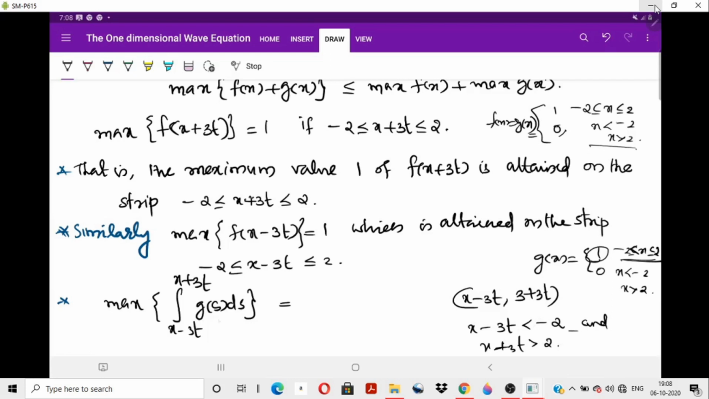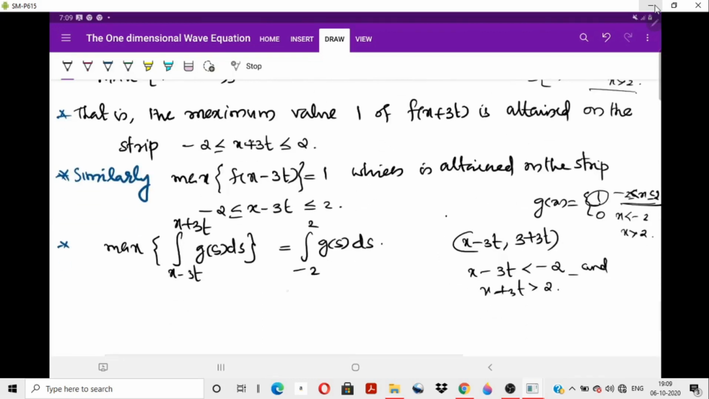Then we can split this interval as x minus 3t to minus 2, plus minus 2 to 2, plus 2 to x plus 3t. In the first and last intervals, the integral will be 0. So we have the maximum value as the integral from minus 2 to 2 of g of s ds, where g of s is equal to 1. So this will be equal to 4. So the maximum of the integral of g will be 4.